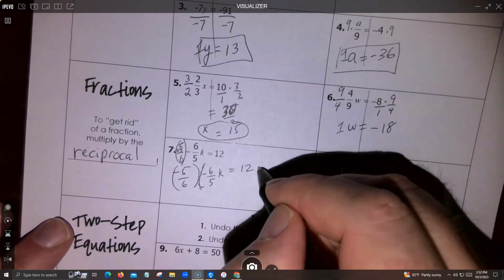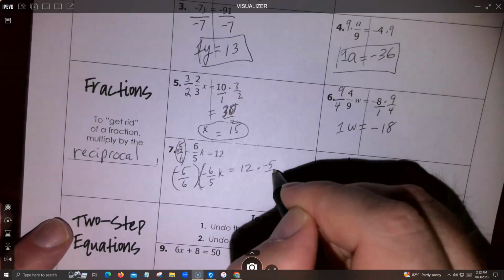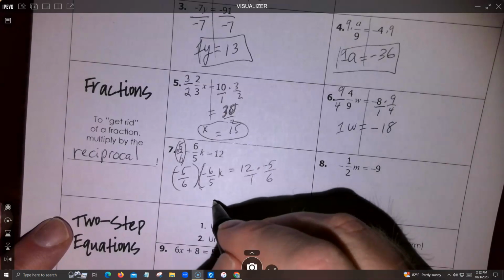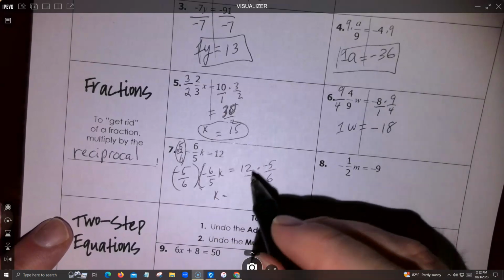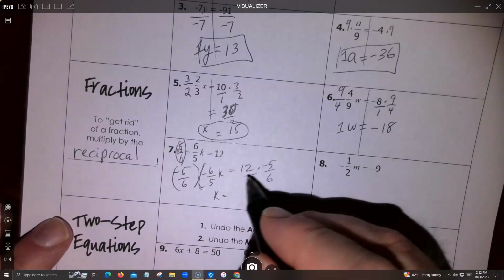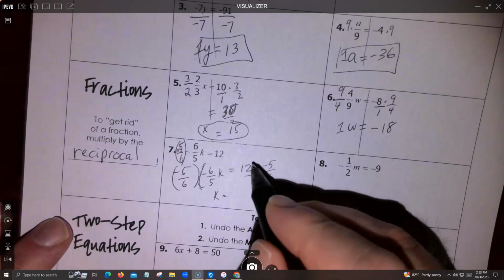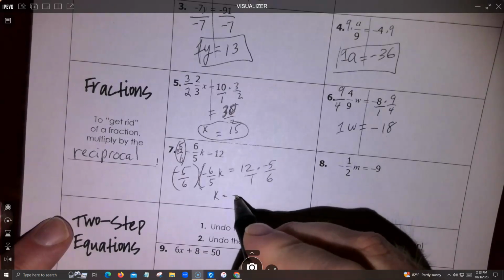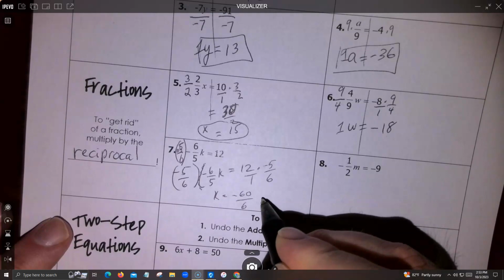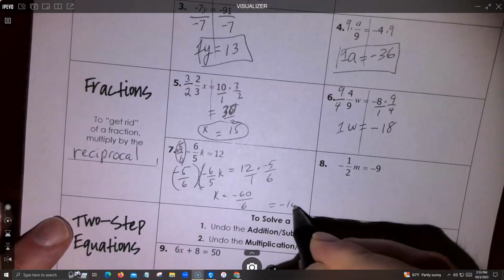So whatever I did on one side, do the other. Again, put a 1 over there if you want. So this is going to give me, if you multiply straight across, negative 60 over 6, which is negative 10.